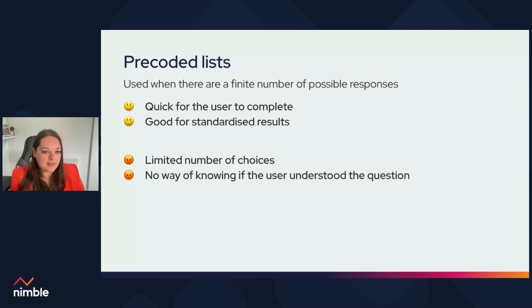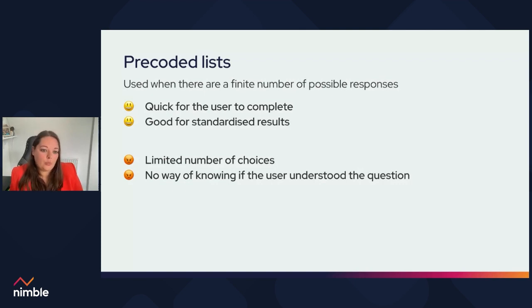They're really good for standardized results. Think about a graph, where you can then measure depending on what answer they give. You will have a limited number of choices. That's more of a con. You want to keep it, depending on what type of list it is, below, say, 10 or 15.